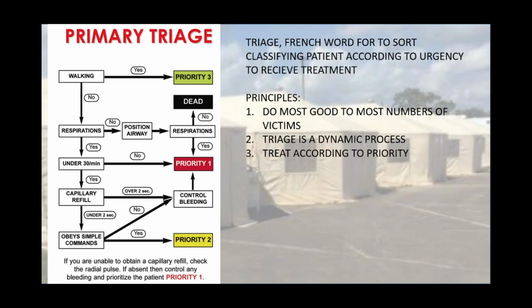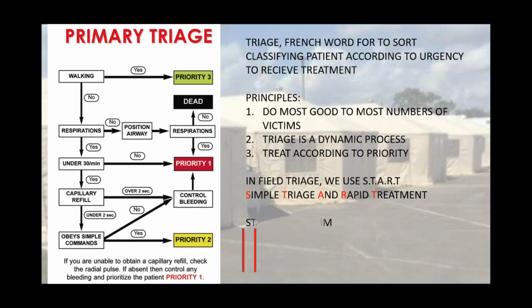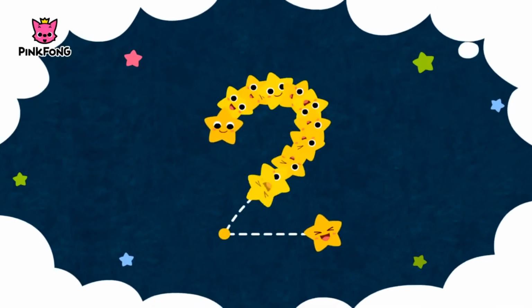Number 3. To treat victims according to priority. In field triage, we use START. START stands for Simple Triage and Rapid Treatment. In the START algorithm, there are 3 components being assessed. They are RPM. R stands for respiration, P stands for perfusion, and M mental status. Number 2.